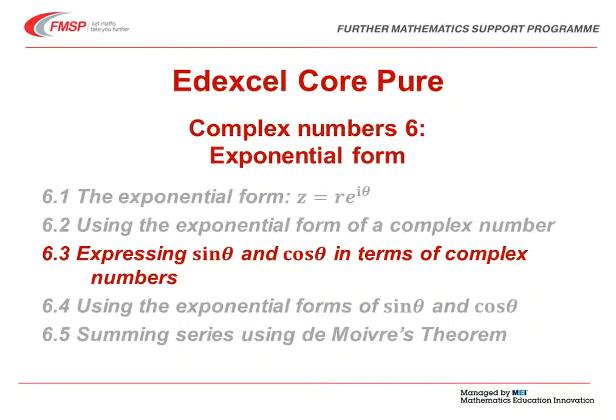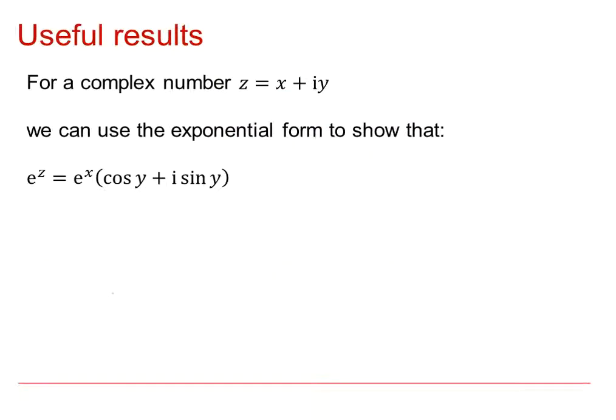Edexcel Core Pure, complex number 6, the exponential form. Expressing sine theta and cos theta in terms of complex numbers. If we consider z equals x plus iy in its component form, then we can use the exponential form to show that this very useful result is true.